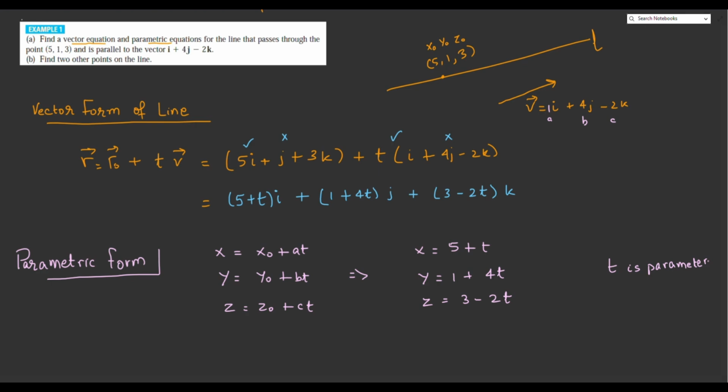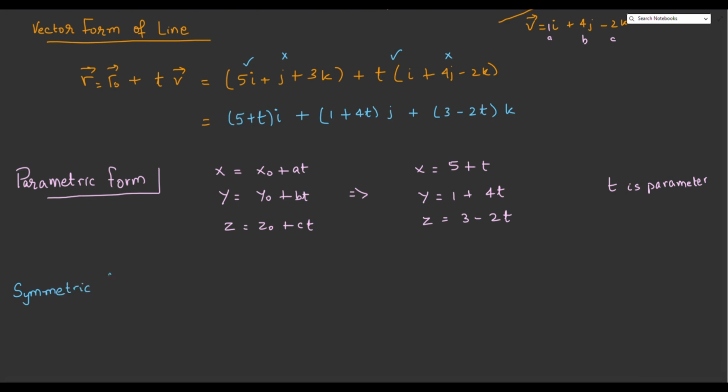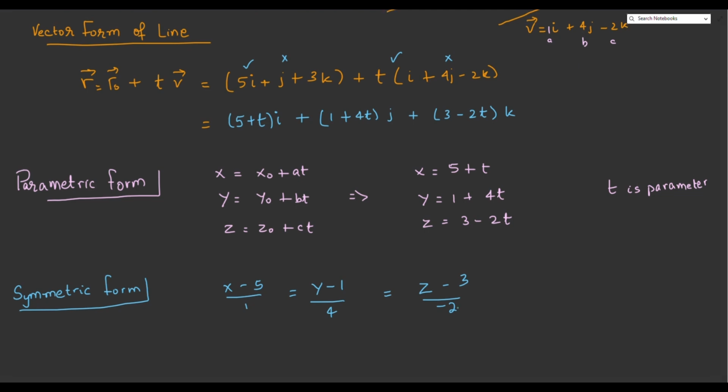In some questions he may ask you to find the equation of the line in the symmetric form. The symmetric form is also very easy to find. This is not in the question, but let's do it. It will be (x - x0)/a, so x0 is 5 divided by a, which is 1, and then (y - y0), where y0 is 1, divided by 4, and (z - 3) divided by -2. So this is the symmetric form of the equation of the line.